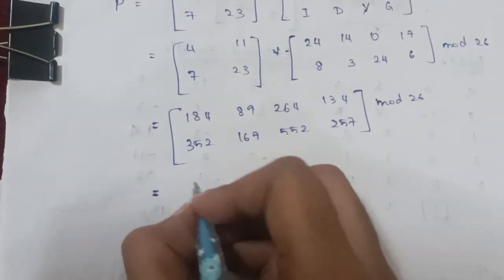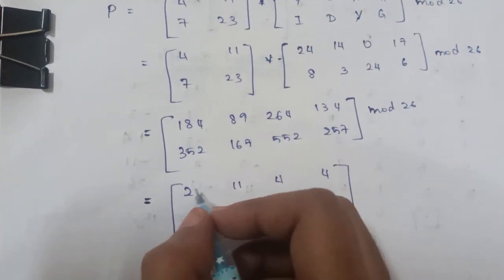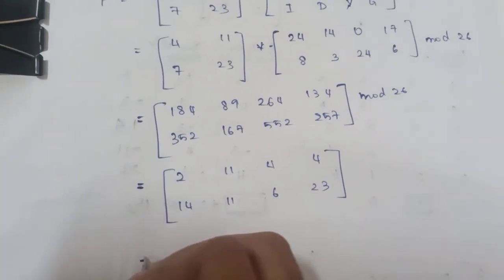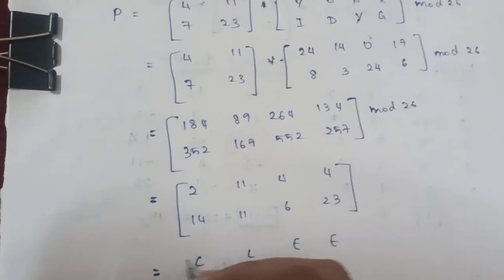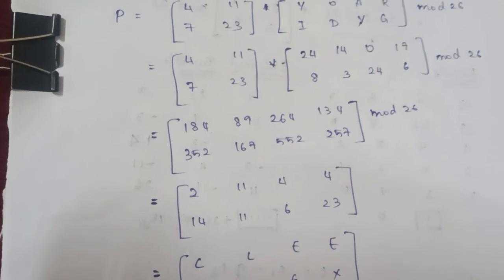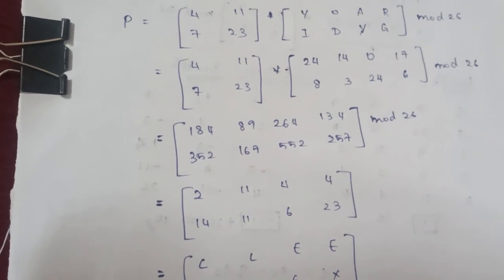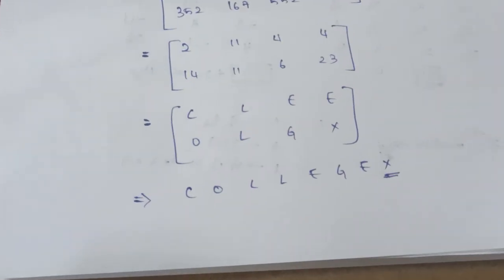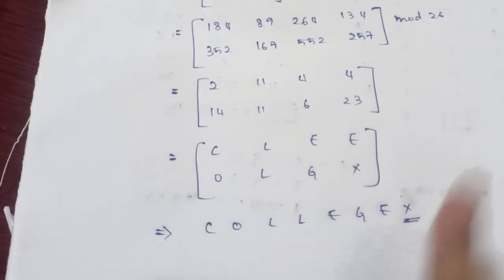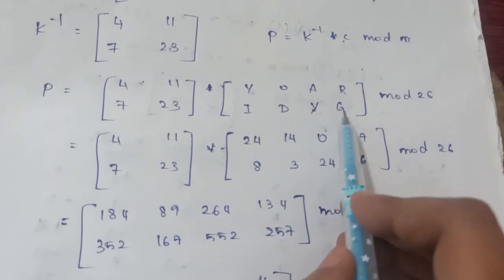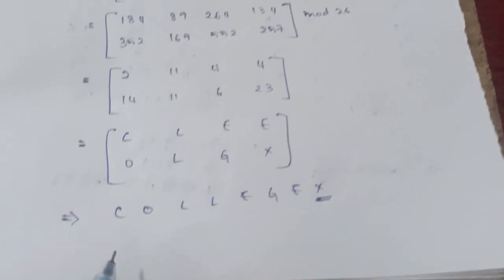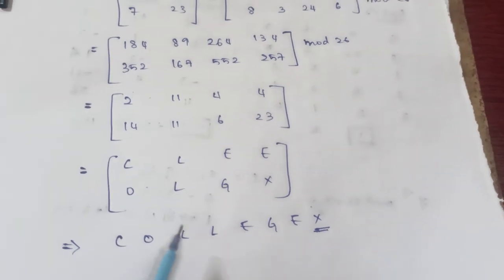So this will give me the corresponding alphabets for these numerical positions, which is nothing but C, O, L, L, E, G, E and X. When I rewrite this, I'll get C, O, L, L, E, G, E, X, where this X is the one which we have written as filler. So the cipher text YIODAYRG is decrypted in order to get the original plain text. This is how both encryption and decryption is done using Hill cipher.